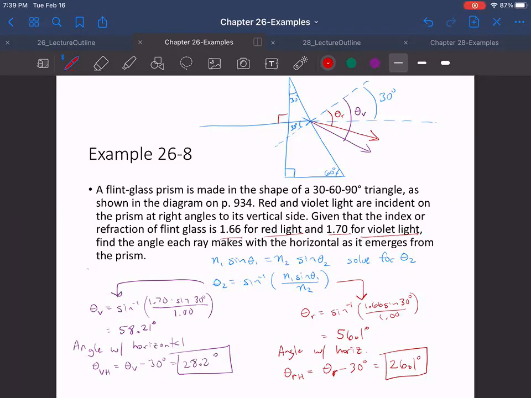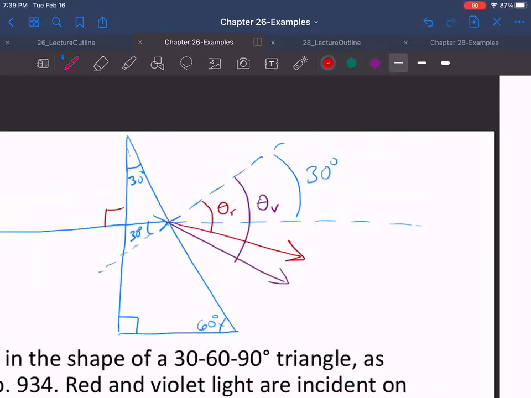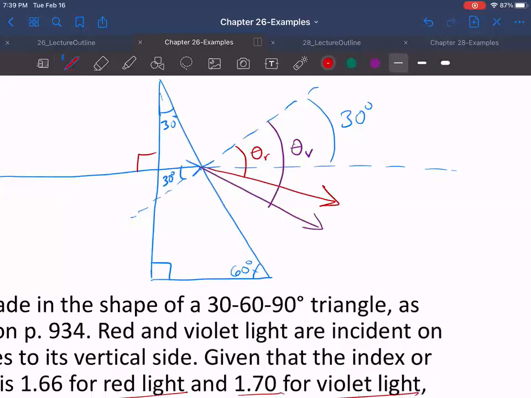So we need to look at some geometry here. We know it's coming in at a right angle to this back side, or this vertical side of the prism, which means it's coming in perfectly perpendicular to it, which means there's no bending that occurs there. So we don't have to worry about it. The red and the violet both go through unchanged. However, when they reach this front edge right here, they're both hitting that at an angle.